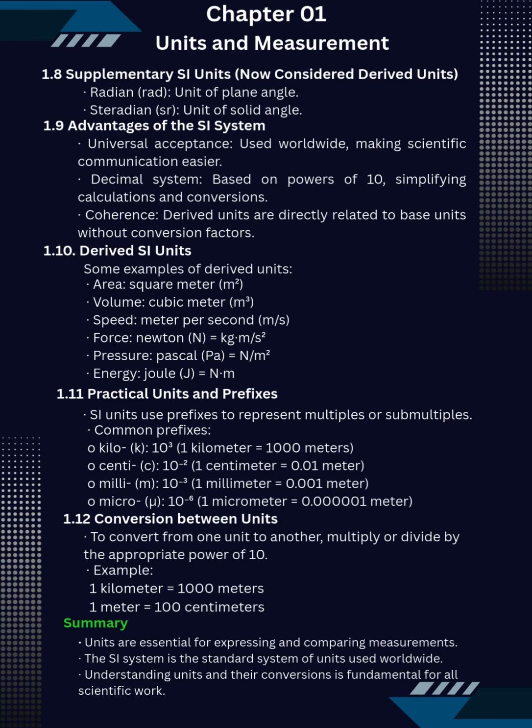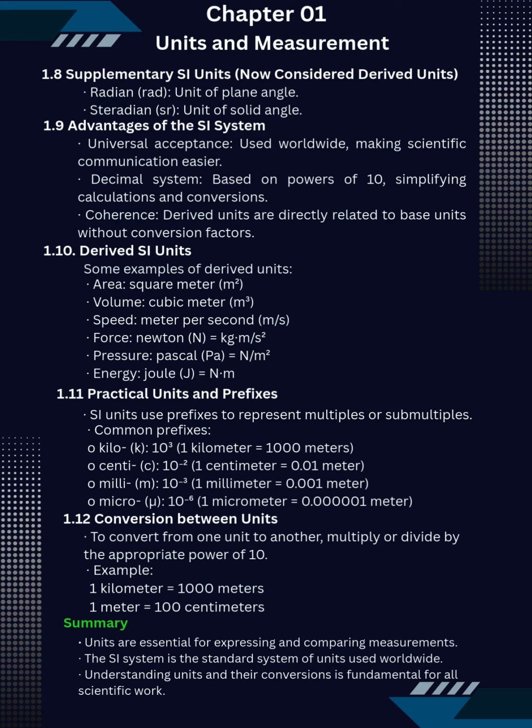Derived SI units: area, square meter, m squared; volume, cubic meter, m cubed; speed, meter per second; force, Newton, N, equals kilogram meter per square second. Pressure, Pascal, Pa, equals N per square meter. Energy, Joule, J, equals N m.